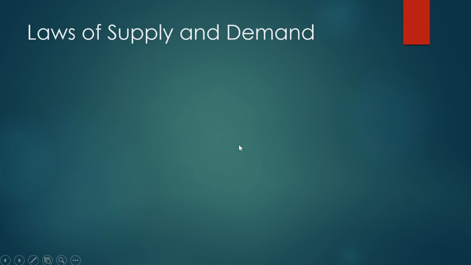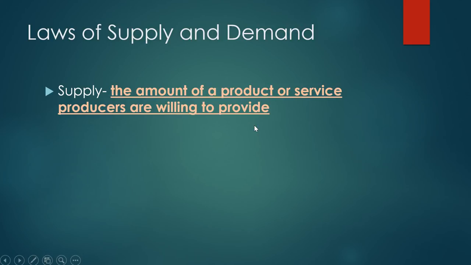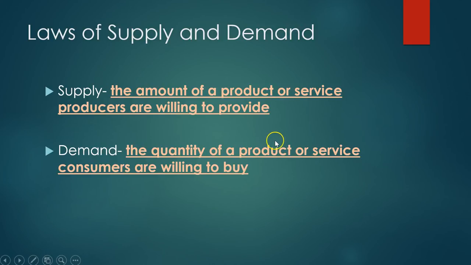What are the laws of supply and demand? Supply is the amount of a product or service producers are willing to provide. Okay, that is the supply. Demand, on the other hand, is the quantity of a product or service that consumers are willing to buy. So supply is the amount producers are willing to provide. Demand is the quantity consumers are willing to buy.